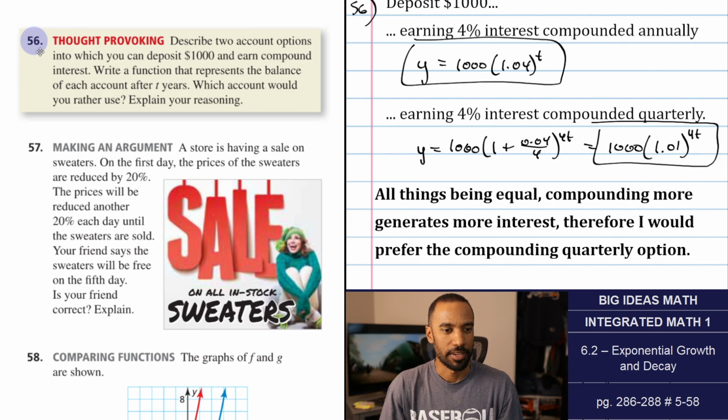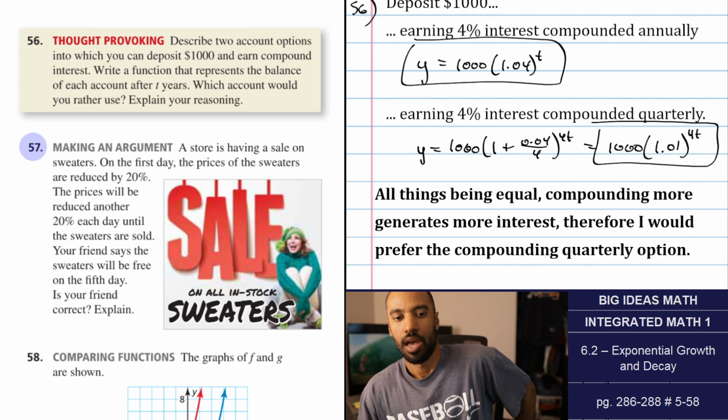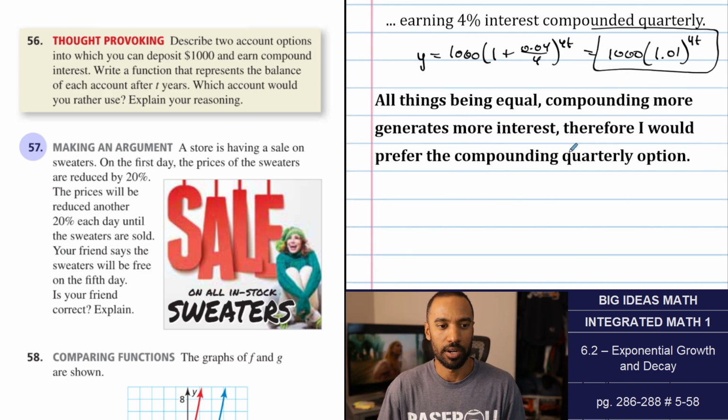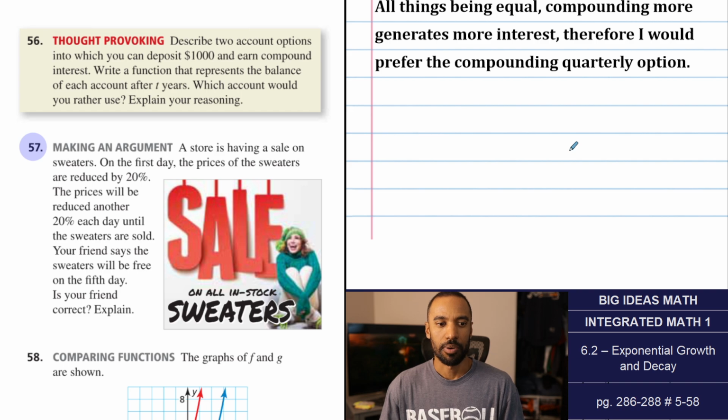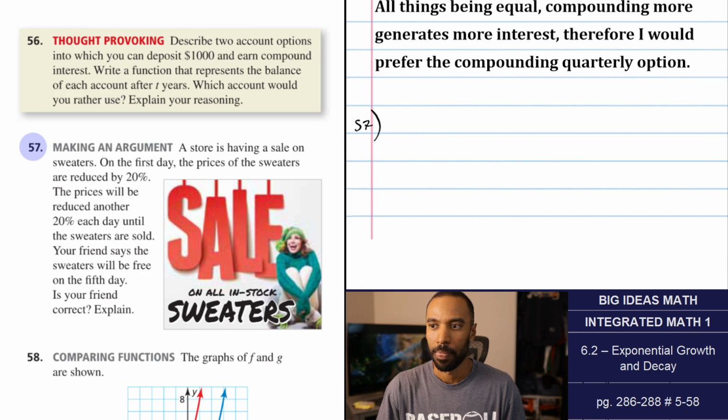Okay, number 57. Making an argument. A store is having a sale on sweaters. On the first day, the price of the sweaters is reduced by 20%. The prices will be reduced by another 20% each day until the sweaters are sold. Your friend says the sweaters will be free on the 5th day. Is your friend correct? Explain. No.